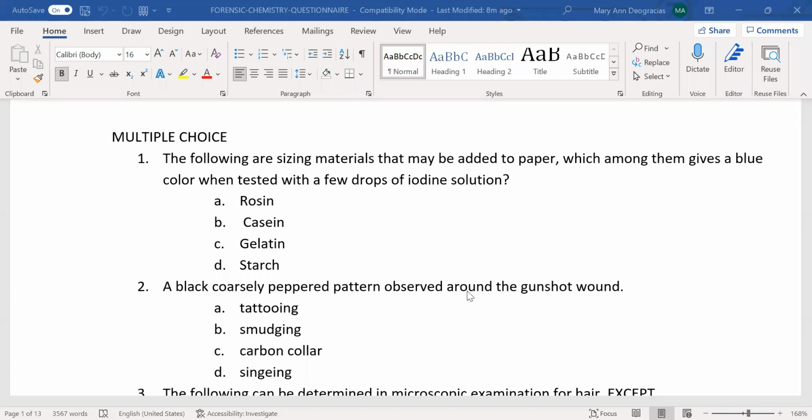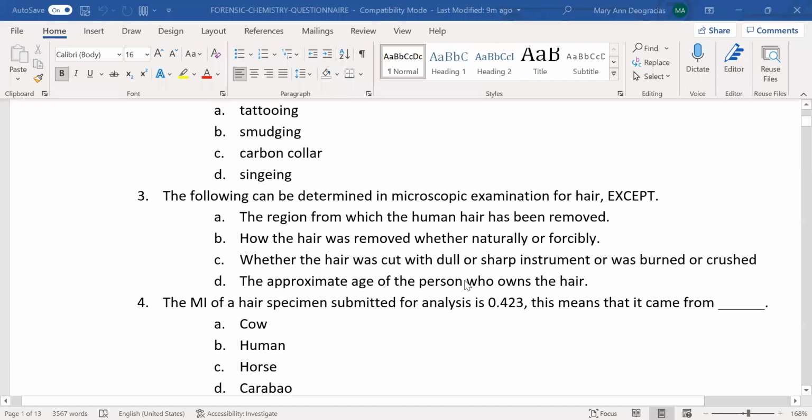Okay, next, number 2. A black coarsely peppered pattern around the gunshot wound. Okay, so tattooing. So mag-keyword kayo dyan. So tattooing is that which is observed around the gunshot wound. Okay. Next, number 3 sa common yan eh.